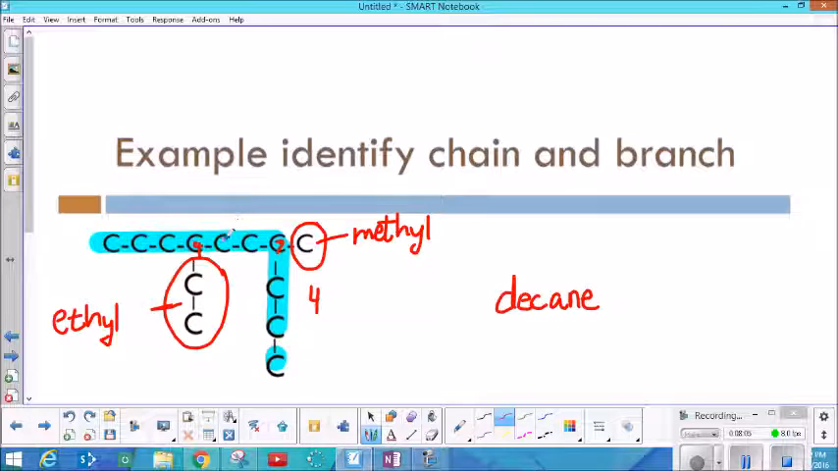So which thing gets listed first in the name? The ethyl is at 4 and the methyl is at 7. The number has no bearing on the order in which you name. They are solely ordered by their alphabet. So this would be a 4 ethyl, and then 7 methyl, and then the last name of decane. So 4 ethyl, 7 methyl, decane.